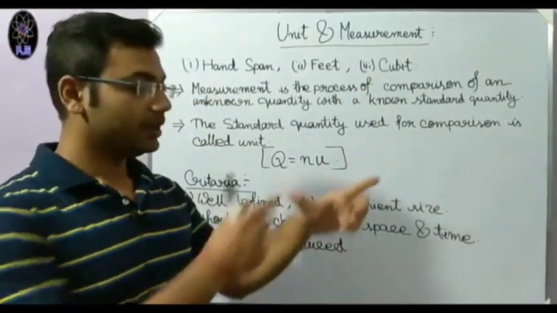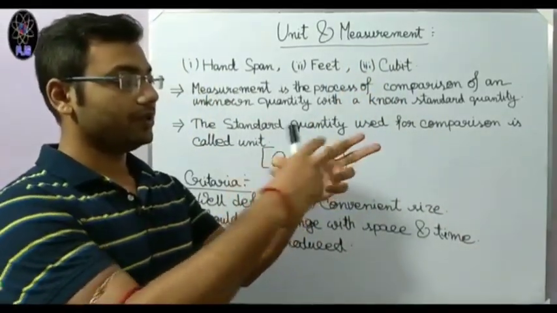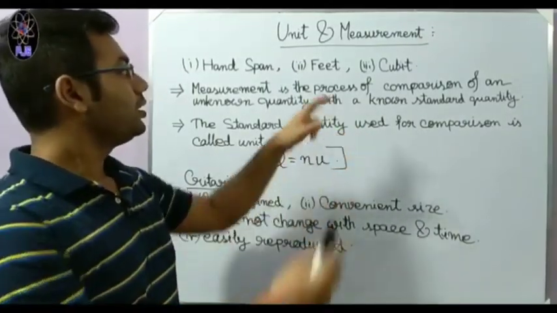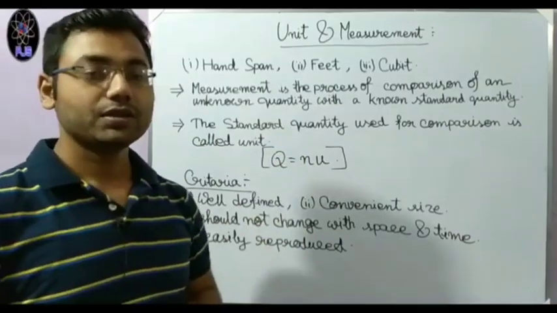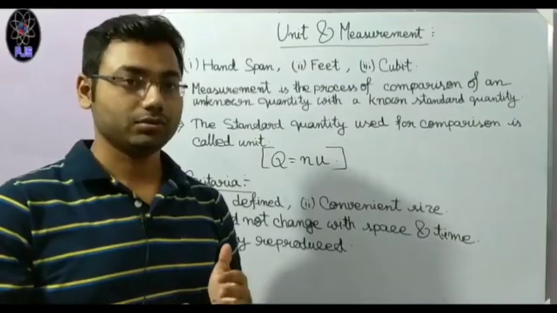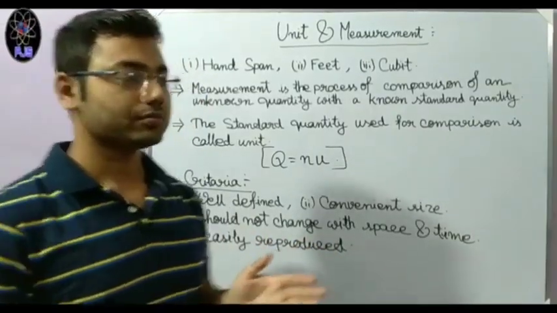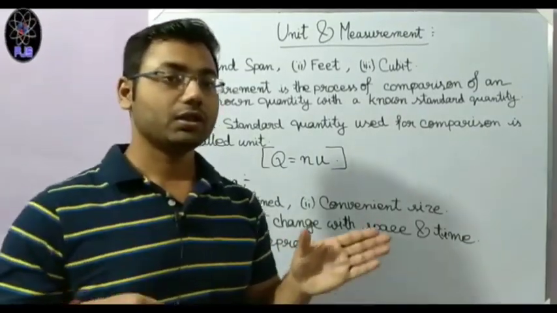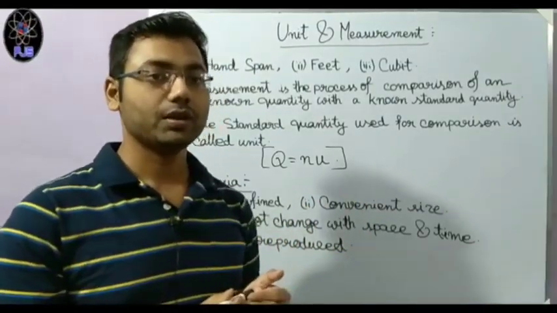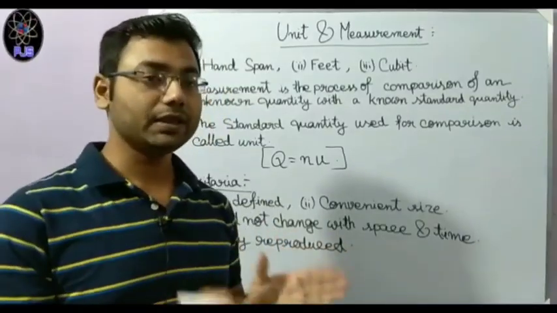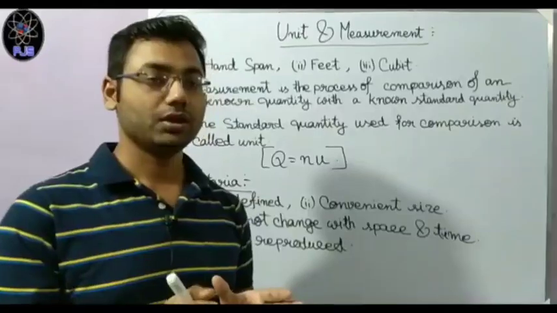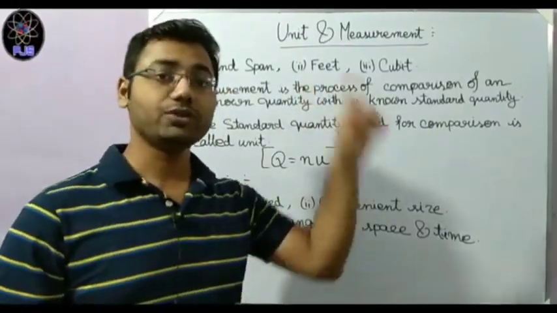What do you mean by handspan? This length is known as handspan, one handspan. And what do you mean by feet? If a person crosses a road, he covers a footstep, like 3 footsteps, 4 footsteps. That means the length measured by the steps of foot covered by a person is known as feet in ancient times.